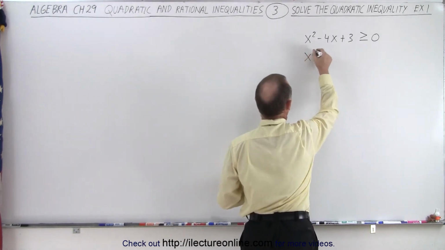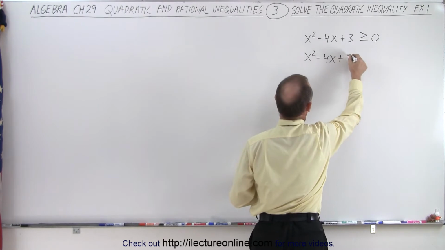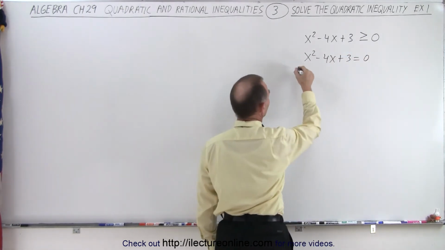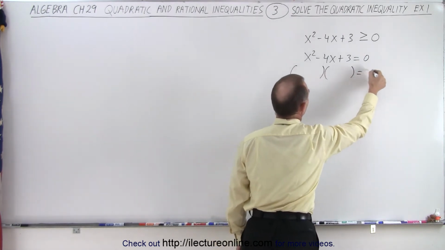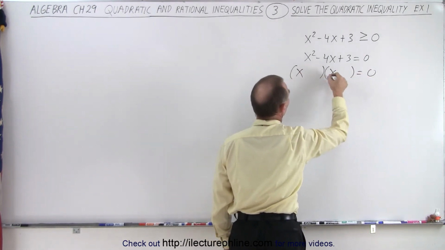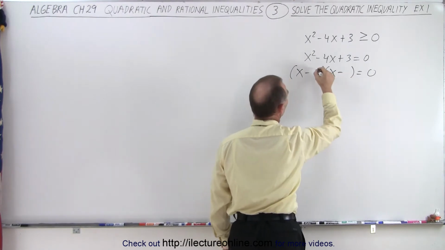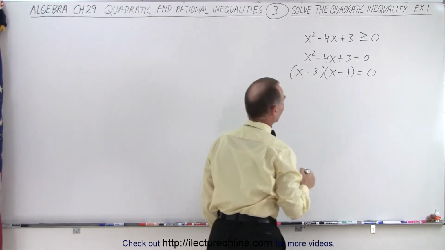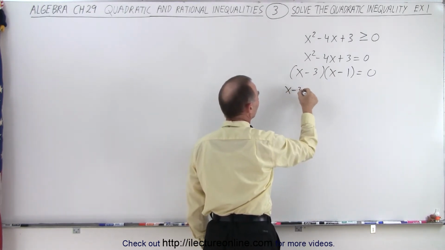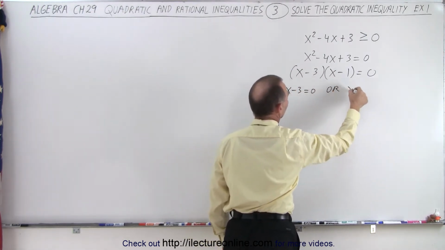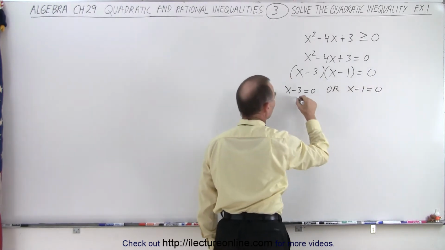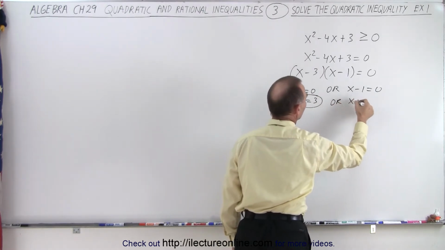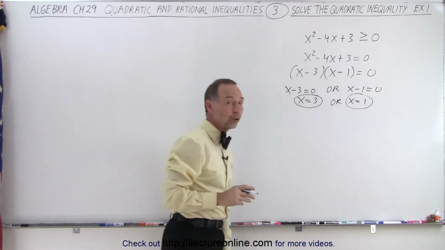So we write x squared minus 4x plus 3 equal to 0, and now we solve for the critical points. I believe we can factor that. So we have an x and an x. We need two negative signs, a 3 and a 1. So we multiply, we get a positive 3, we add, we get a negative 4. So this means that x minus 3 equals 0, or x minus 1 equals 0, which means that x equals 3, or x equals 1. So those are the critical points.